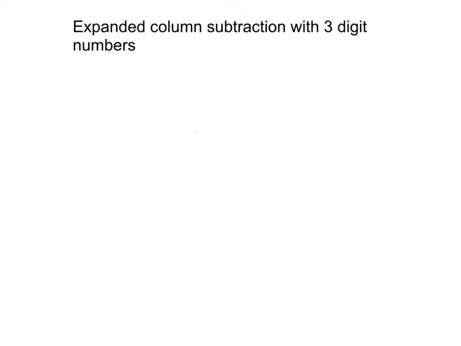Moving on to the tens. 10 subtract 50 you can't do, but you could move 100 across from the hundreds column, leaving you with 600 here, and you add that 100 to your 10 and you've got 110. Now you can do 110 subtract 50, which will leave you with 60.